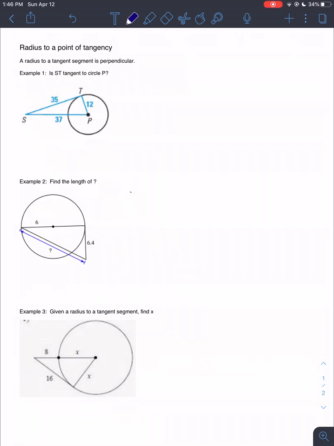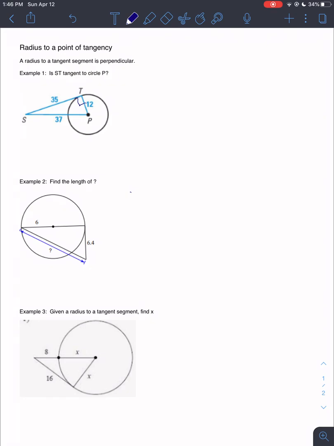This one, the rule is that if you have a radius to a tangent, we know they hit at 90 degrees. So the first question says, do we know that segment ST is tangent to circle P? In other words, is that a right angle?